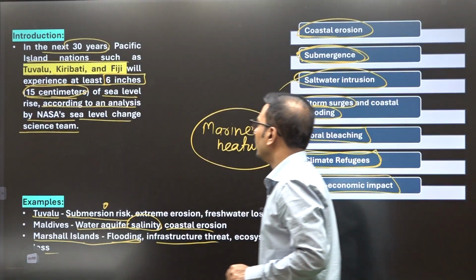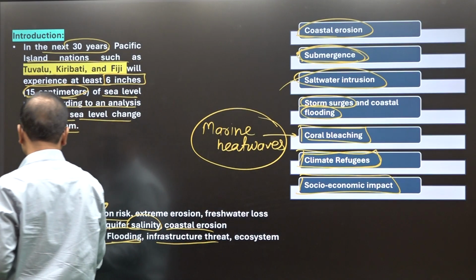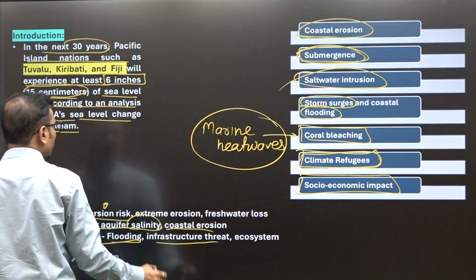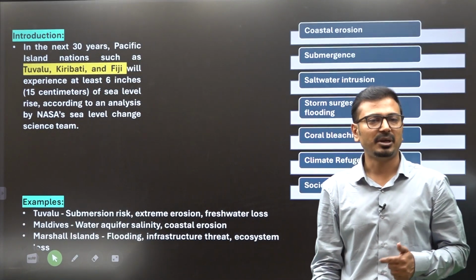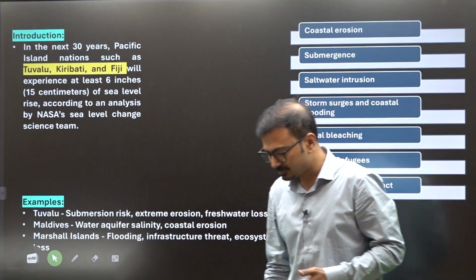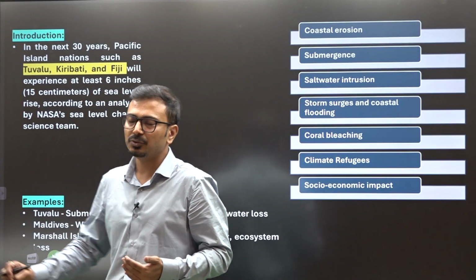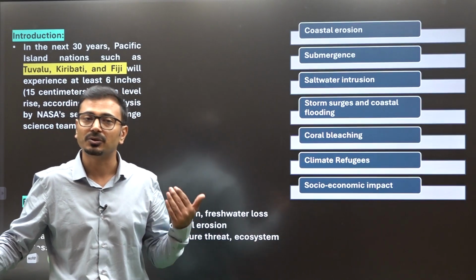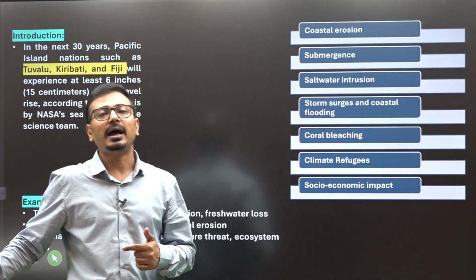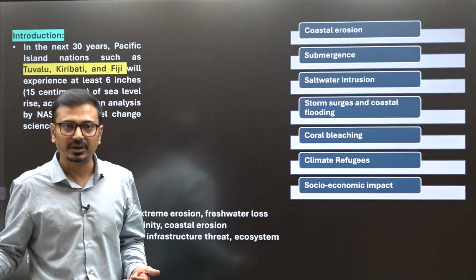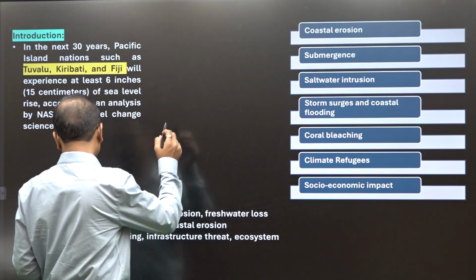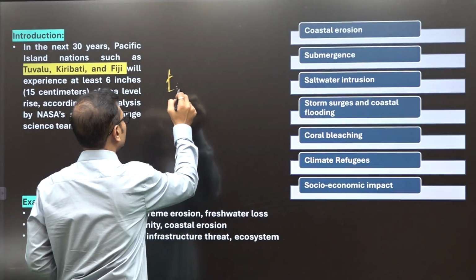Okay, and in the end, what we can mention is that we need more climate change adaptation and mitigation measures. You can mention the talks under the UNFCCC, United Nations Framework Convention on Climate Change. And then you can mention the adaptation fund under it, or the loss and damage fund. Loss and damage.